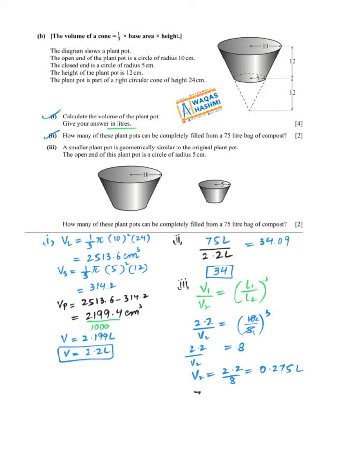Now we have 75 liters of bag and this small pot occupies 0.275. So you need to divide as you have done previously to find the number of pots, which is equal to 272 pots you can fill if the volume of the smaller pot is 0.275 and that is your answer.